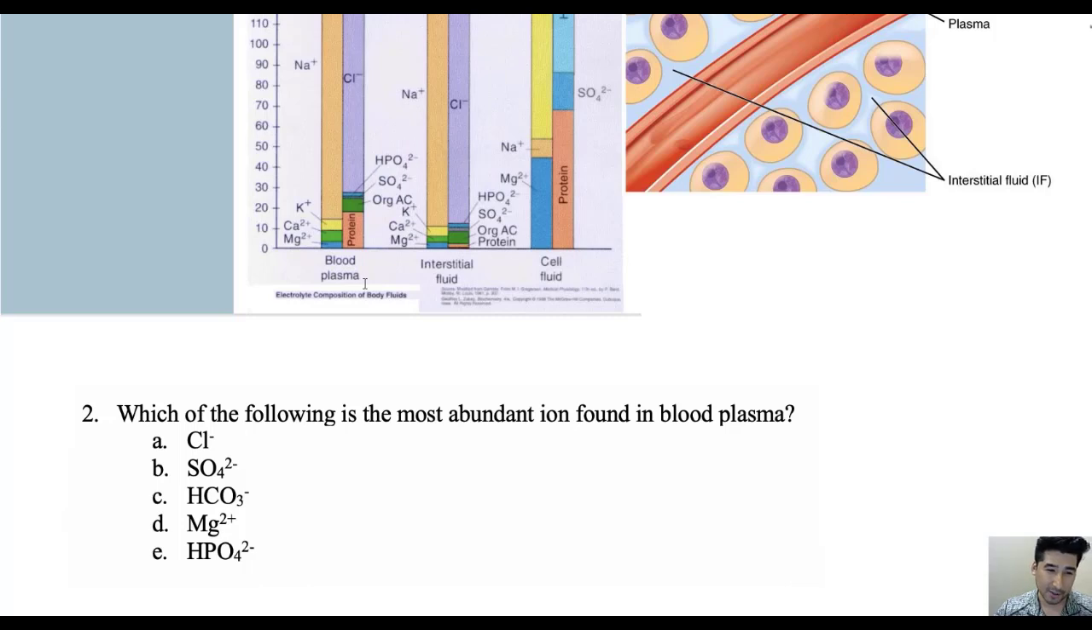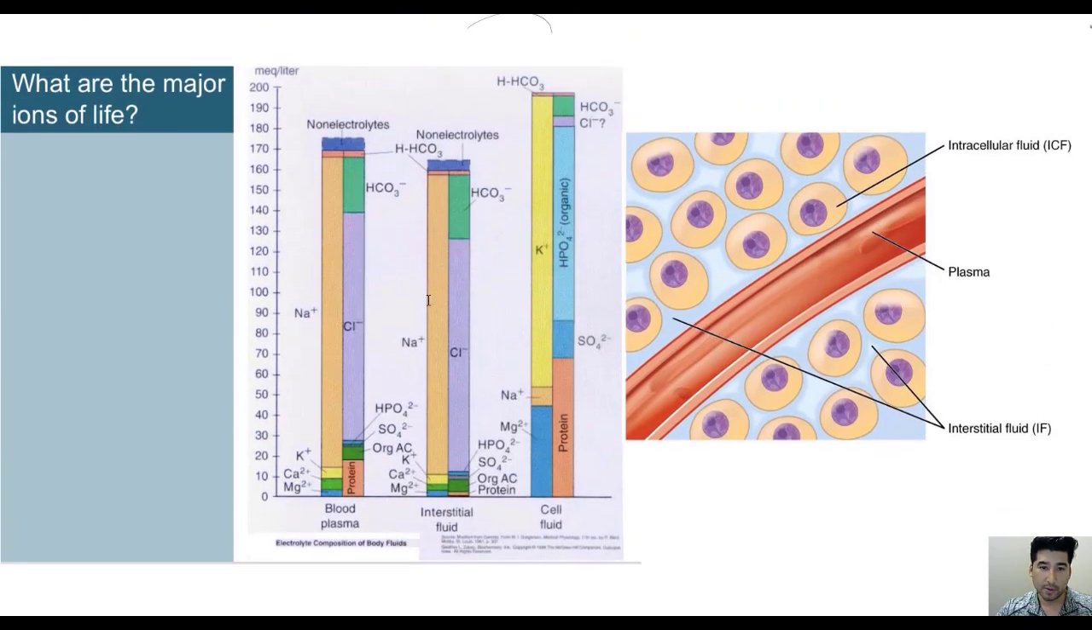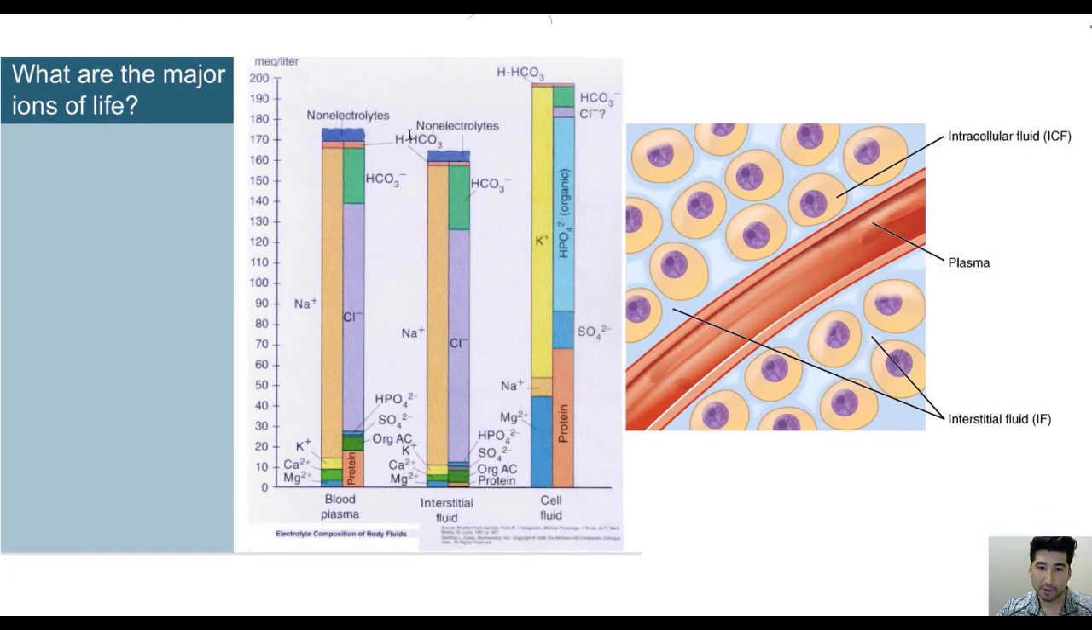Okay, so number 2. Which of the following is the most abundant ion found in blood plasma? So let's look at the blood plasma columns again, and it's asking for the most abundant ion that's found in blood plasma. So straight away, H2CO3, that's not an ion, so we're going to immediately discount it. Also, it's not one of the answer choices, so there's that. But it's asking for an ion, so it could either be positive or negative.